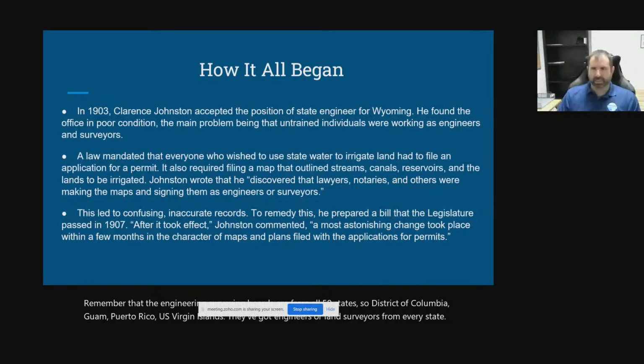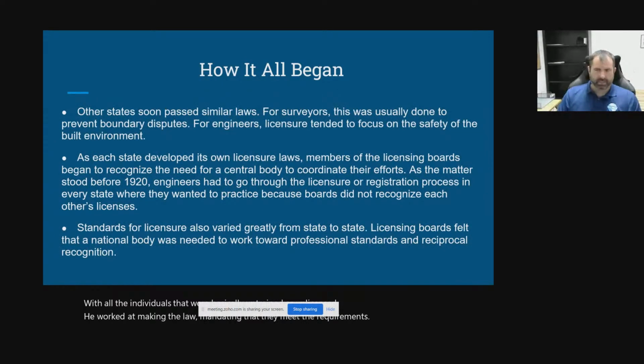Again, it all started in 1903 with Clarence Johnston, who was basically a state engineer for Wyoming. With all the individuals that were basically untrained or unlicensed, he worked at making a law and mandating that they meet the requirements. Other states soon passed similar laws for surveyors. This was usually done to prevent boundary disputes because, again, it was done by attorneys or notaries, someone who was not qualified to do a proper boundary back then.